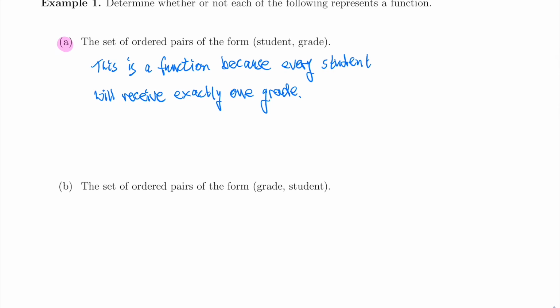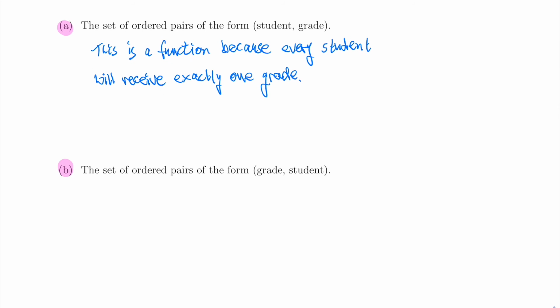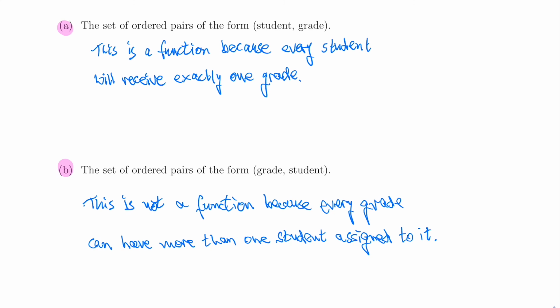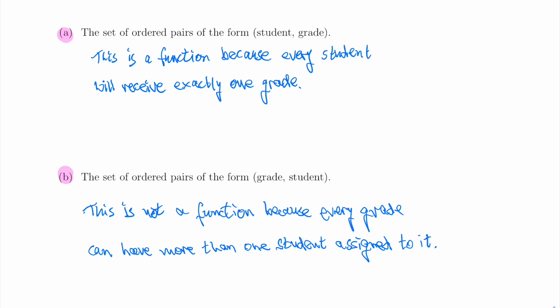Now for the second example, we are looking at the set of ordered pairs of the form grade and student. Every grade, so let's say A, has many students assigned to it, hopefully in our class. So that means many students can have an A, but because the grade is the input, right? So it's our independent variable. We therefore can say that this is not a function, because every grade can have more than 1 student assigned to it.